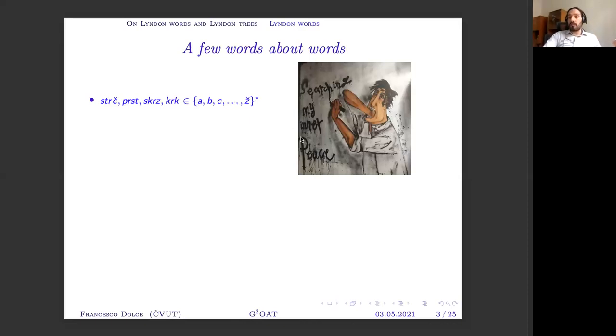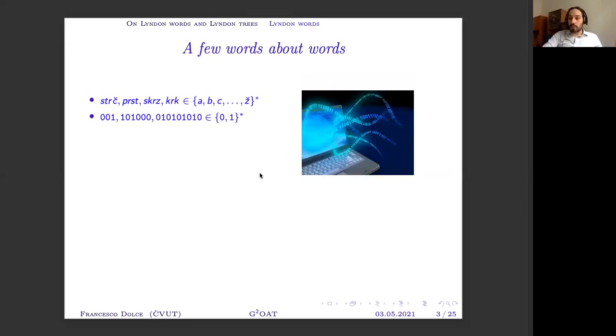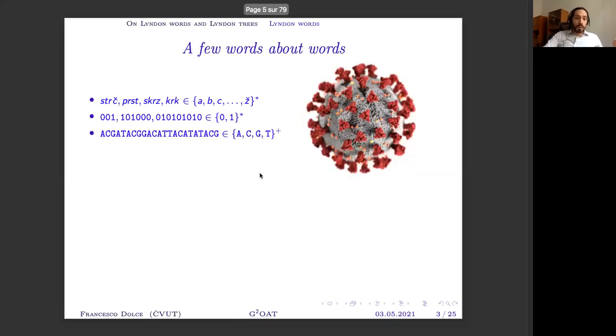Of course, we can have words with symbols from A to Z or A to J, but we can also sometimes use words just on a minimal alphabet. The minimal non-trivial alphabet is the binary one, for instance, 0 and 1. This is quite useful in computer science, because computers usually talk between each other with 0 and 1s. Or we can use words when studying biology. For instance, if you want to consider a sequence of DNA or RNA, we can use a 4-letter alphabet like ACGT and consider long sequences, calling them long words.